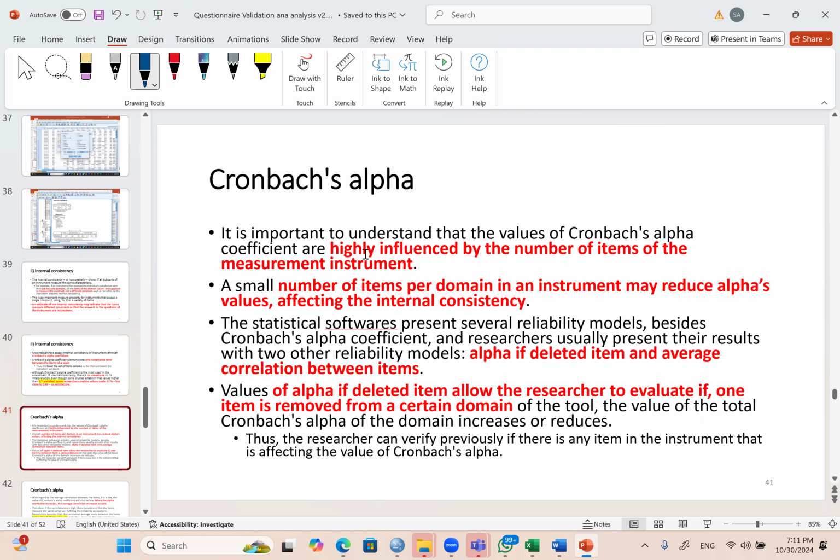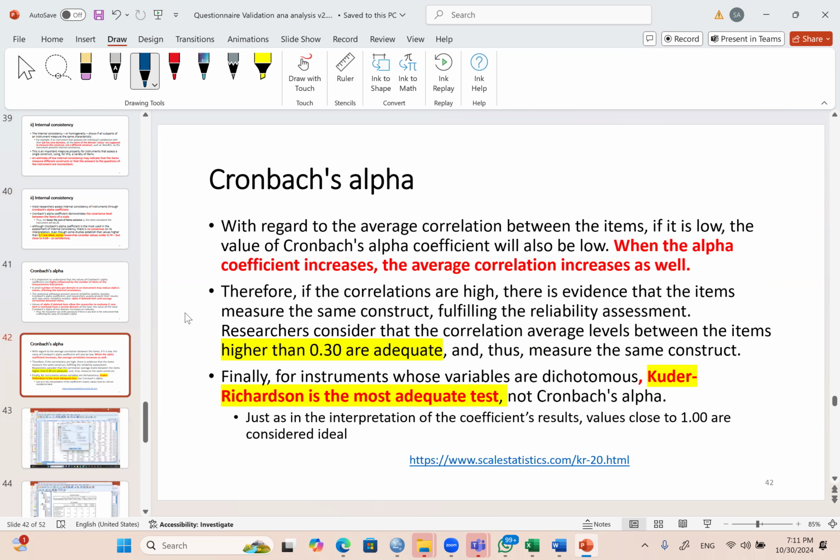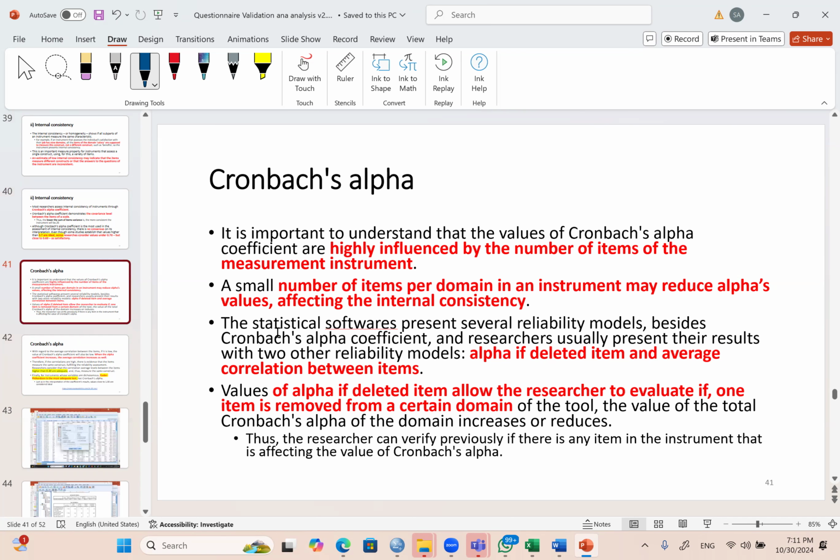Okay. So the number of items influences this Cronbach's alpha. The number of items per domain of an instrument may reduce alpha's values. If there is a small number of items, if we only have 3 questions, 4 questions, we might get a low alpha. And again, it's talking about alpha if item deleted, to show us which items are doing us bad and we can get rid of them to have a questionnaire with better internal consistency.